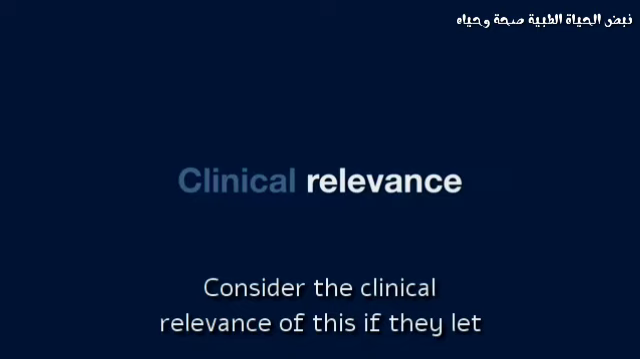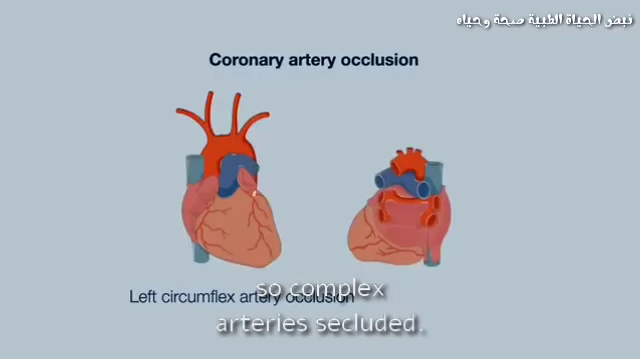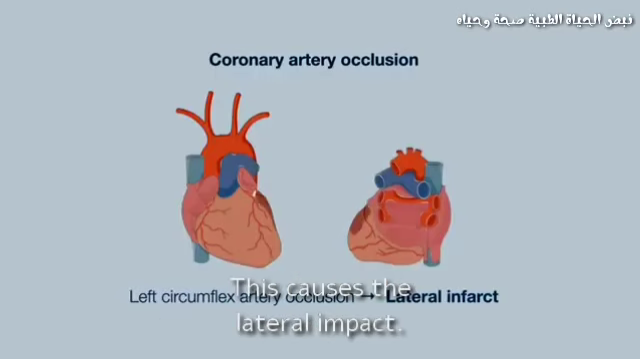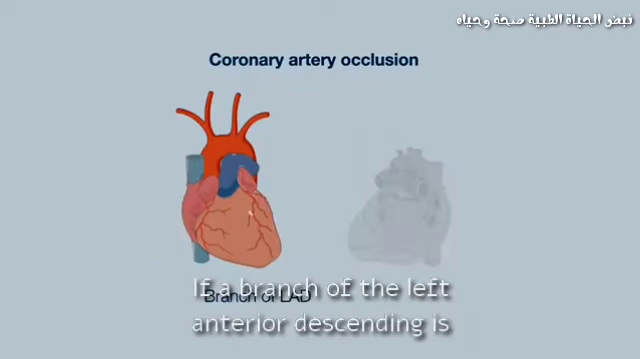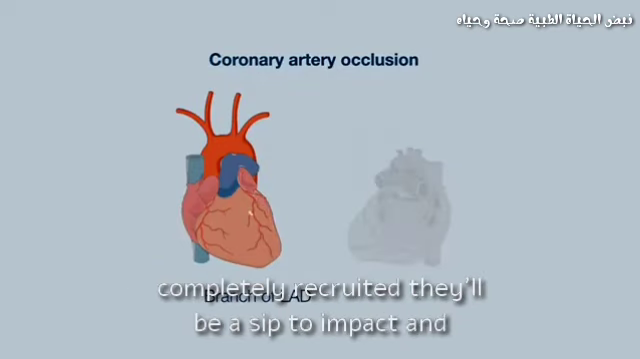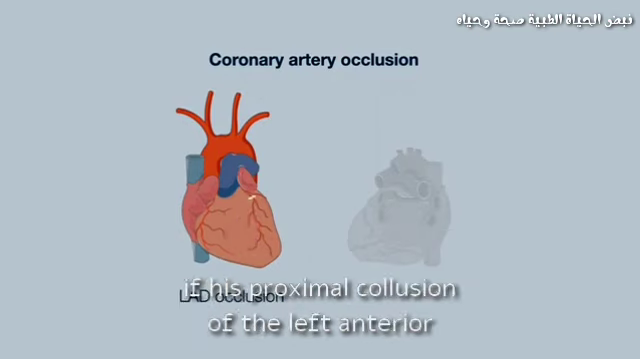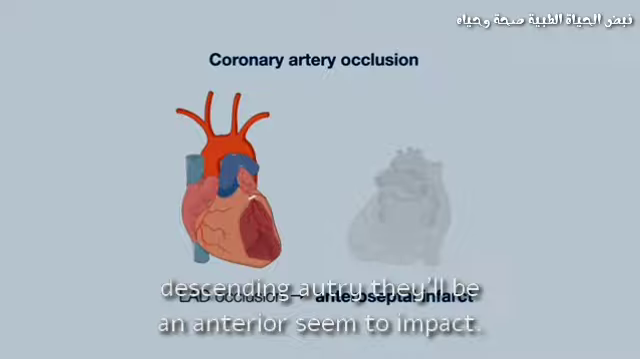Consider the clinical relevance of this. If the left circumflex artery is occluded, this causes a lateral impact. If a branch of the left anterior descending is completely occluded, there will be a septal impact. And if there's proximal occlusion of the left anterior descending artery, there will be an anterior septal impact.